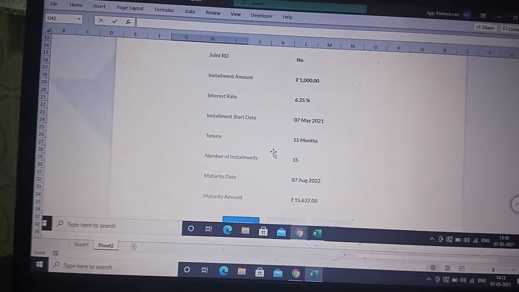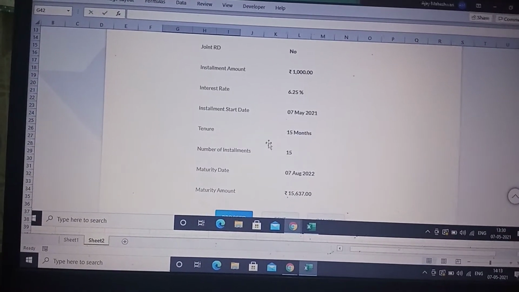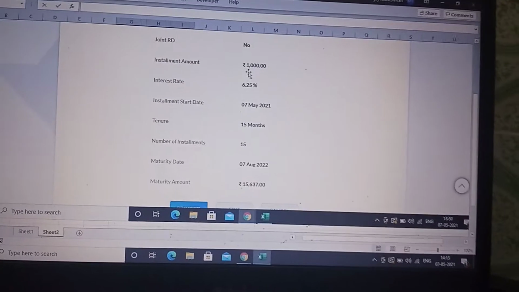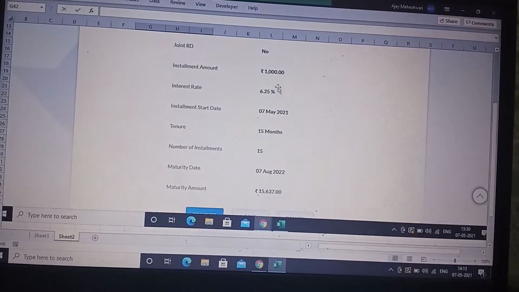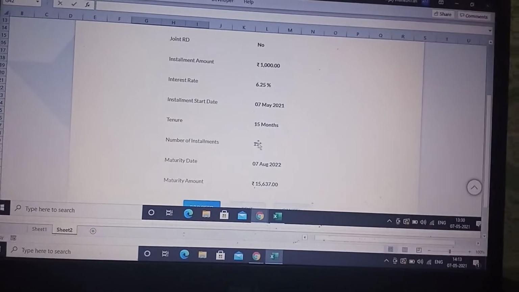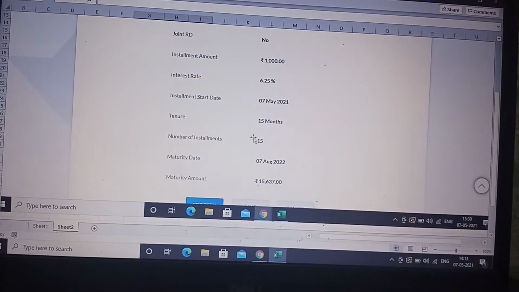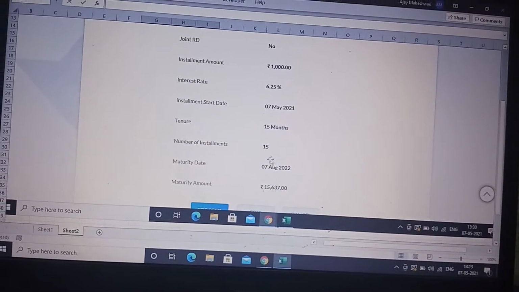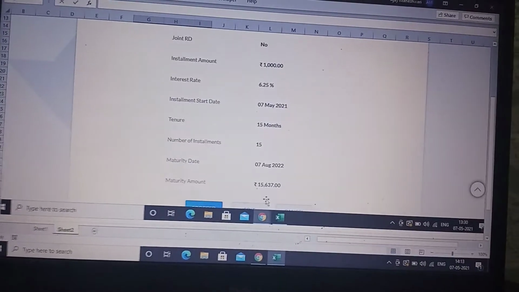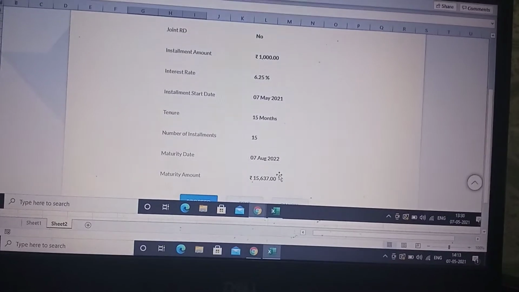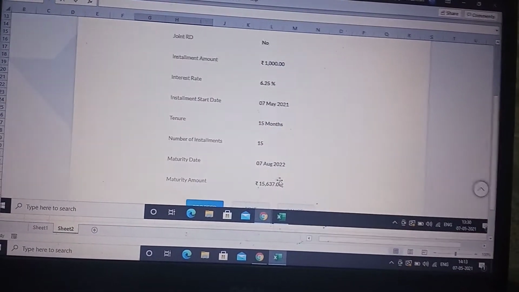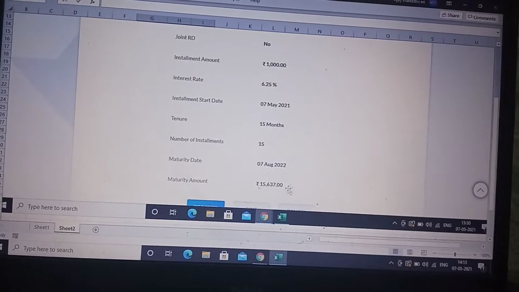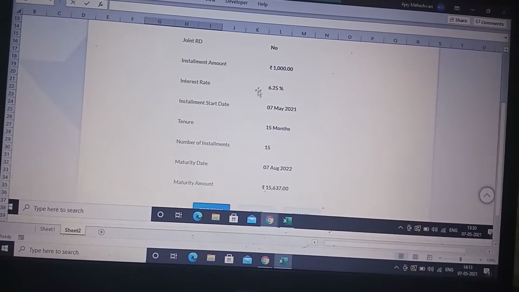So here's the screenshot of the quote that I have taken from my bank for the RD. The installment amount I've chosen was 1000 rupees. The interest rate I'm getting is 6.25%. The number of installments is 15 months. It is a monthly installment RD, and the maturity amount as per the bank is 15,637. So we need to reach this amount with these inputs.